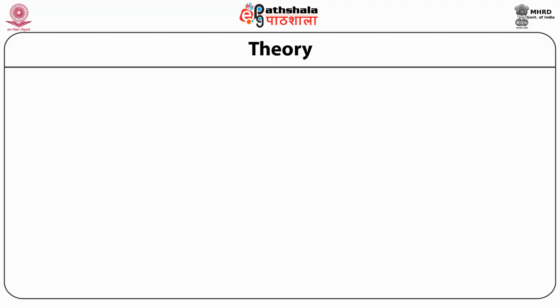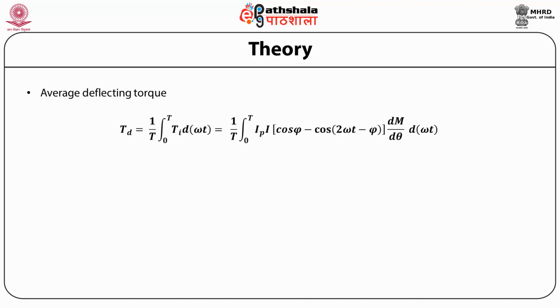Students, now see the average deflecting torque. Td is given by 1/T ∫ from 0 to T of Ti d(ωt), which can be written as 1/T ∫ from 0 to T of Ip I [cos φ − cos(2ωt − φ)] dM/dθ d(ωt), which is equal to Ip I cos φ dM/dθ. Thus, the final term for the average deflecting torque is given by VI/Rp cos φ multiplied by dM/dθ.